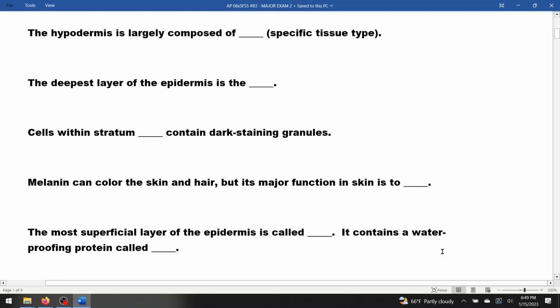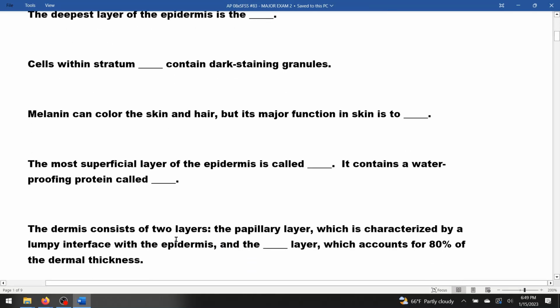The most superficial layer of the epidermis. Okay, that's the very top one. Again, corny, loosey, granny, spiny base, so corny. So the more superficial is stratum corneum, and then it contains a waterproofing protein called keratin.